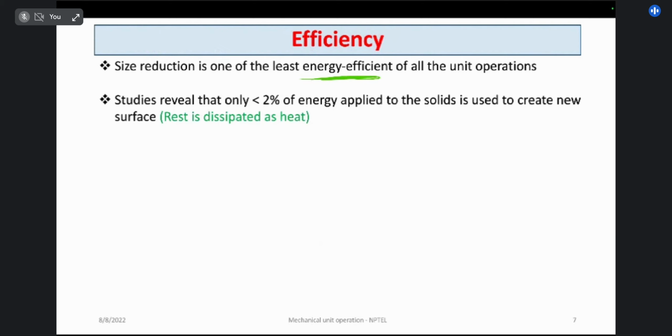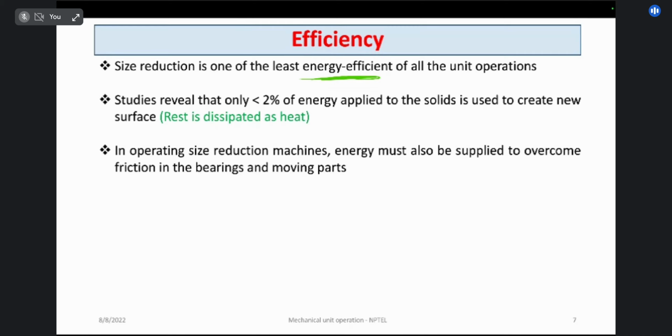Less than 2% of the energy applied to the solid is used to create new surface. So only 2% of the energy goes to the solid. Suppose you apply 100 kilowatts of energy, then only 1 to 1.5, or 1.8 kilowatts can convert into new surfaces in the solid material. The others are dissipated as heat only.